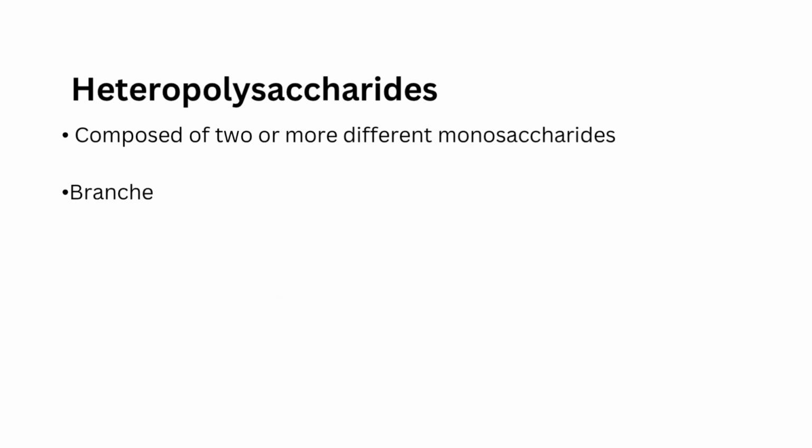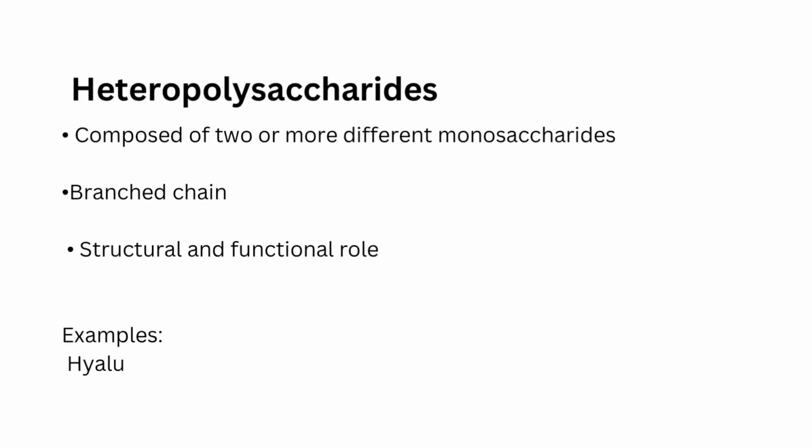Heteropolysaccharides are composed of two or more different types of monosaccharide units. They are mainly branched chains and form a big branched chain. They mainly perform structural and protective functions in the body. Examples include hyaluronic acid, heparin, etc.